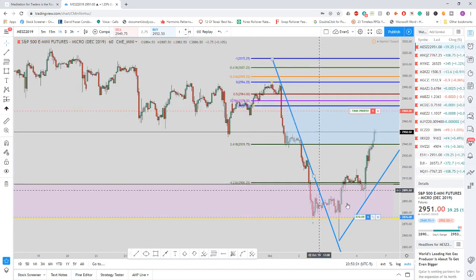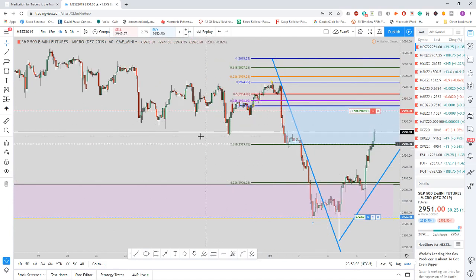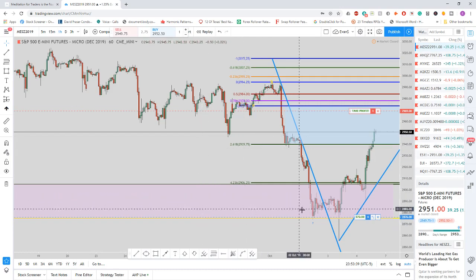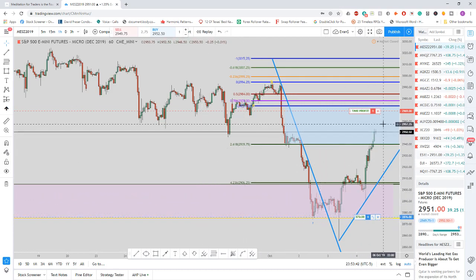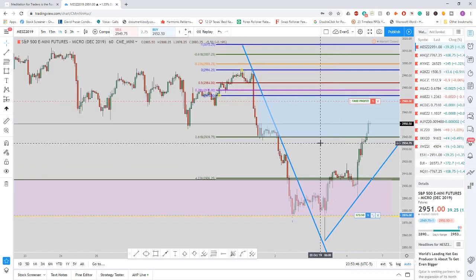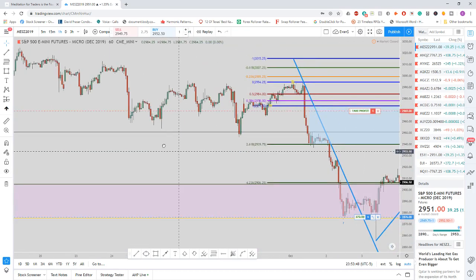Just want to show that again. Not, you know, huge money. Again, this is just trading the micros. These aren't even the minis. These are the micros. But you know, got in down at 28.76. Price is currently at 29.50 and change.